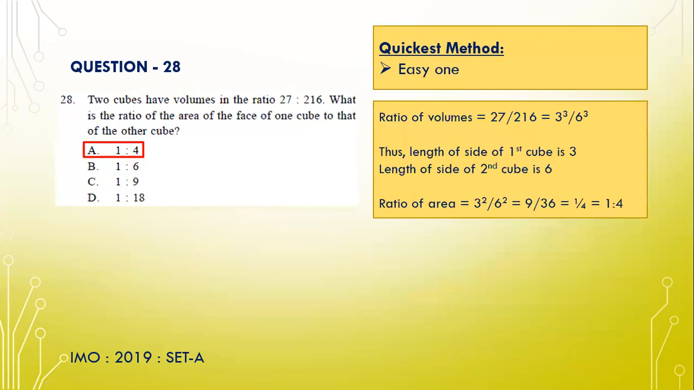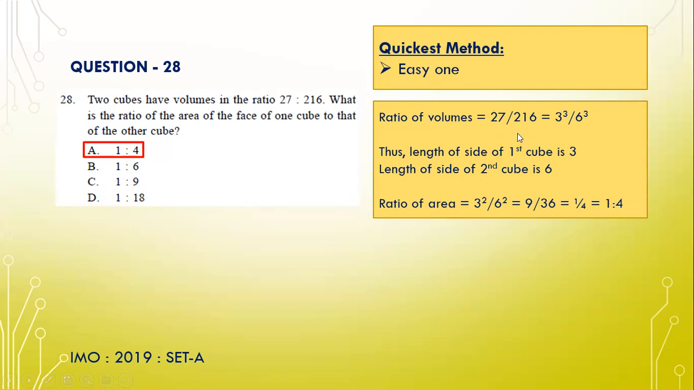Next one: two cubes have volumes in the ratio of 27 is to 216. What is the ratio of the area of the face of one cube to that of the other cube? Okay, so the ratio of volumes is 27 upon 216. What is 27? 27 is 3 raised to 3. 3 3s are 9, 9 3s are 27. What is 216? 216 is 6 raised to 3. 6 6s are 36, 36 6s are 216.